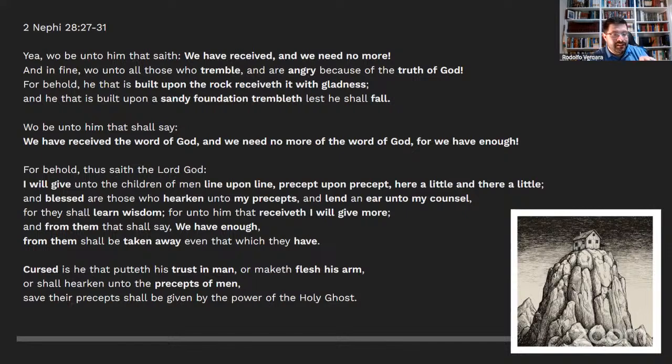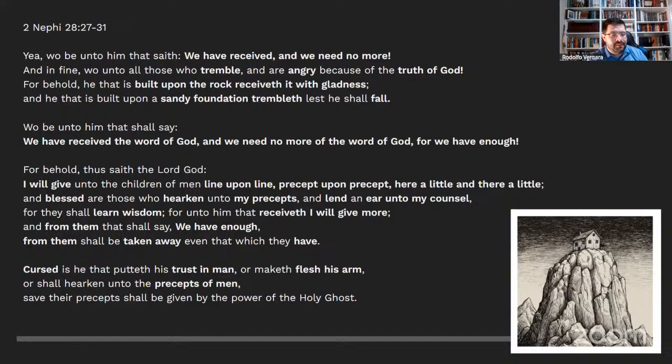Blessed are those who hearken unto my precepts and lend an ear to my counsel, for they shall learn wisdom. And to me, that's the idea of knowledge versus wisdom, right? Start making these connections and application. And when we get to that point of learning wisdom, that is when we are showing the Lord we are actually receiving, and then we can receive more. And from them that shall say, we have enough, from them shall be taken away even that which they have.